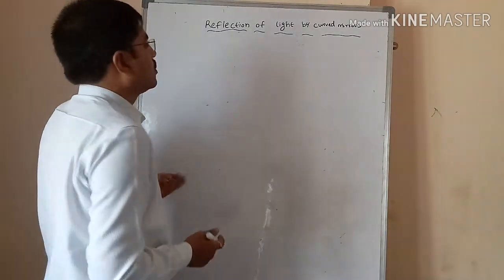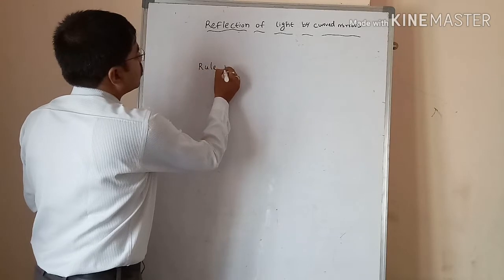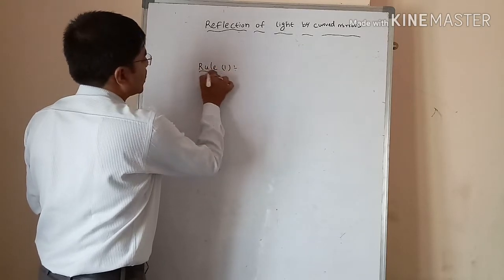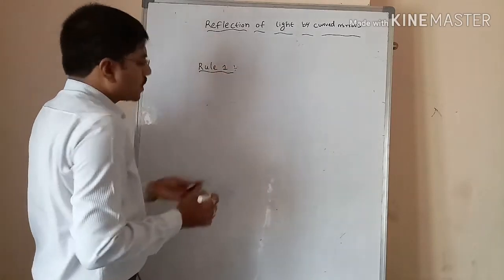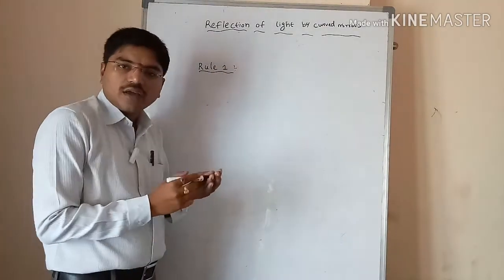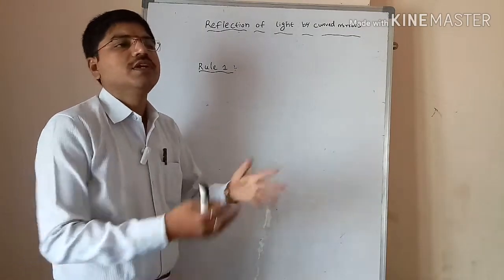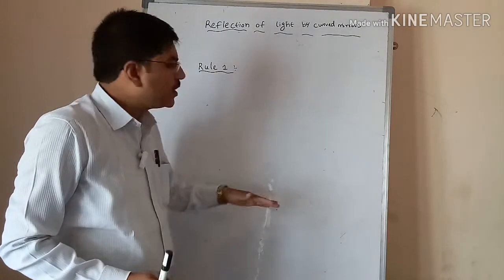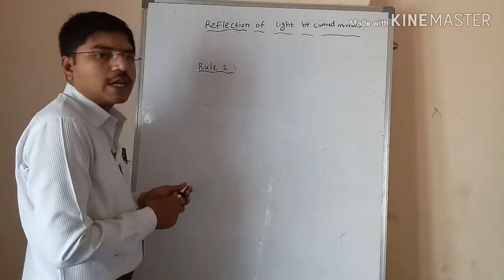Okay, see here, now the first rule will be there. So rule 1, to draw a ray diagram. What is rule 1? I will say that if any ray is coming from infinity, which is nothing but an undefined area, where it is coming from we don't know, if any ray is coming from infinity, then it is parallel to the principal axis.